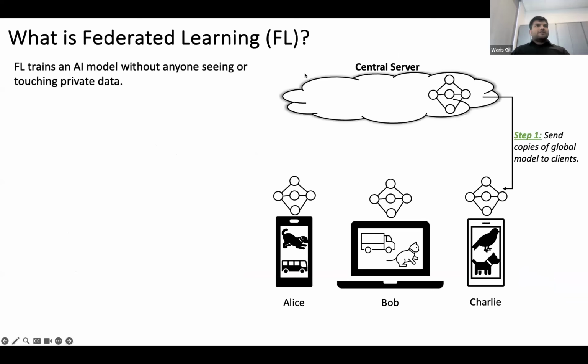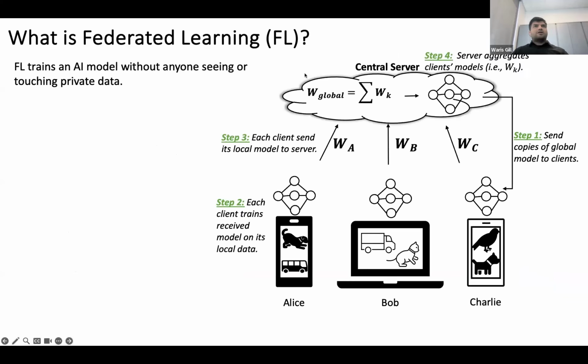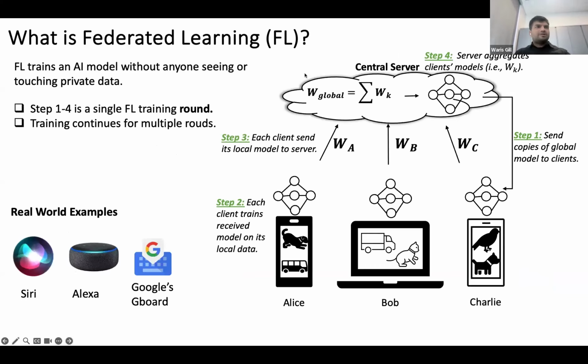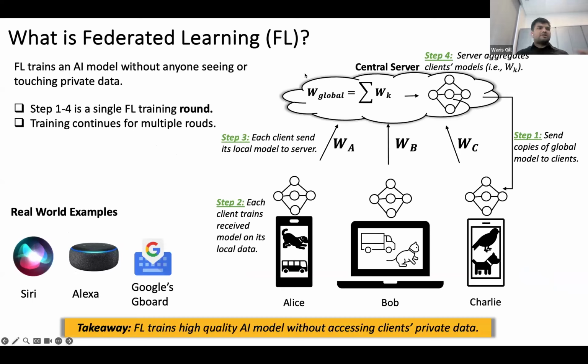So as we all know, in federated learning, clients participate to train a global model in a series of steps. And training usually continues for multiple rounds, and real-world examples are Siri, Alexa, Google Gboard. And the main benefit of federated learning is we can train a high-quality AI model without accessing clients' private data.